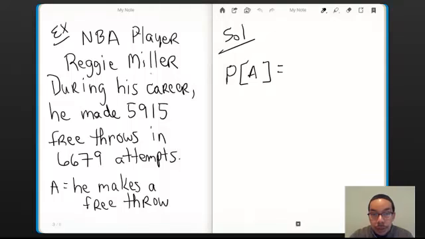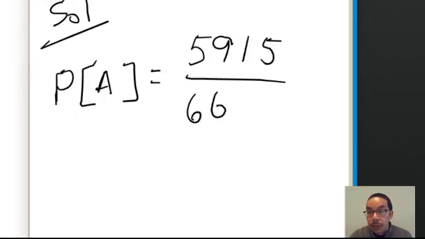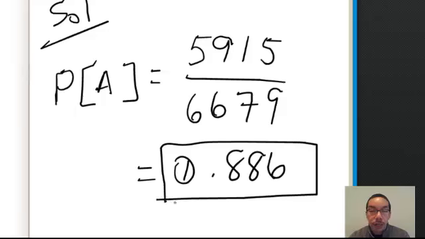In our example, 5,915 will go in our numerator, and that's being divided by 6,679. Now you just do a little bit of number crunching in your calculator, do this division, and you're going to end up with 0.886. So that's about an 88 or 89% probability that he will make the free throw.